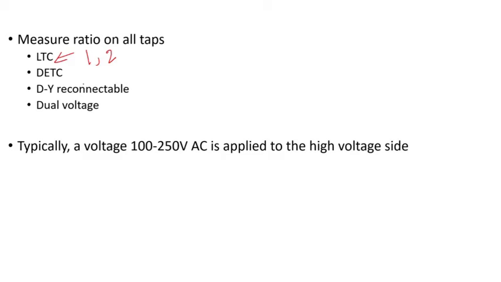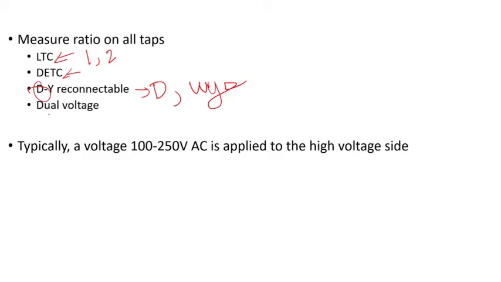If you have a de-energized tap changer, you do the same thing. If you have a delta-wye reconnectable, in other words, you have a switch where you can connect the windings as delta or as a Y, because the switch can do that, then measure in the delta, also measure in the Y. That way you're sure the ratios are correct.